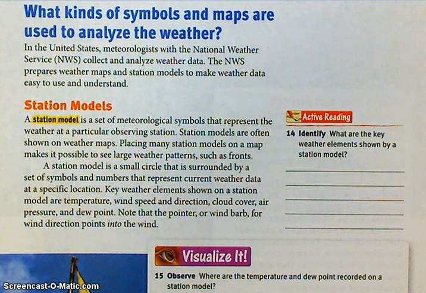Alright, a station model is a set of meteorological symbols that represent the weather at a particular observing station at a particular time. Okay? They're often shown on weather maps. Now, you don't typically see them on the weather maps that they'll show you on the news, but these are depicted on the weather maps, for instance, that the meteorologists are going to use to help make some weather predictions. All right, so let's talk about what a station model is and how to interpret a station model.